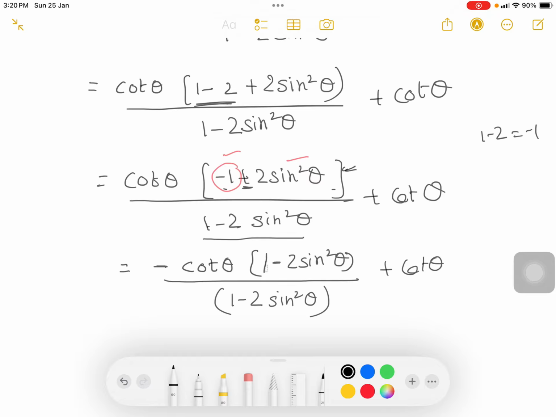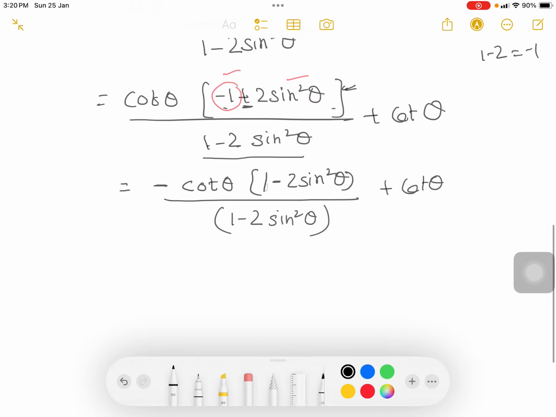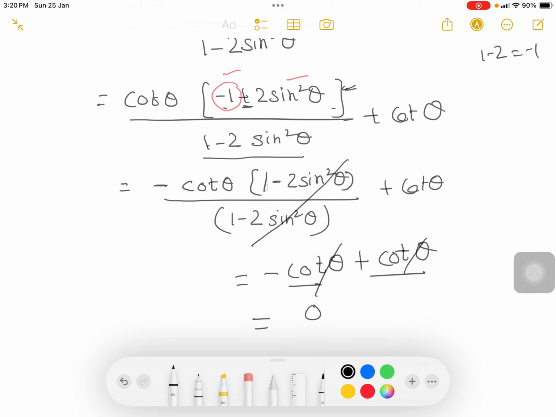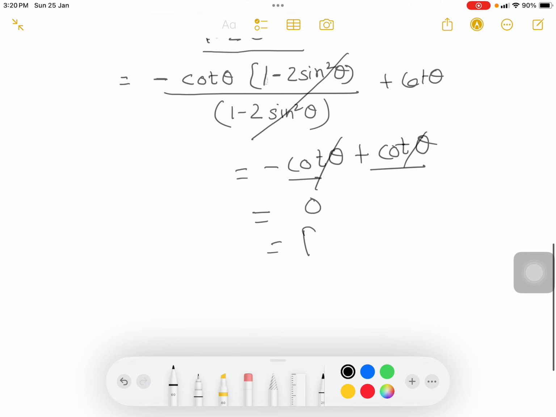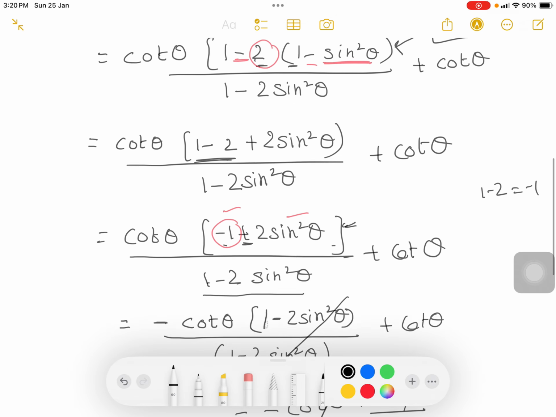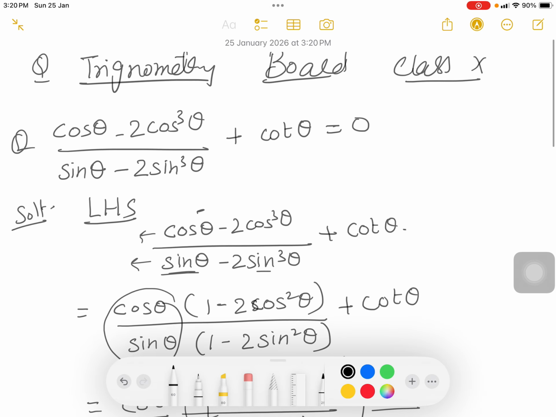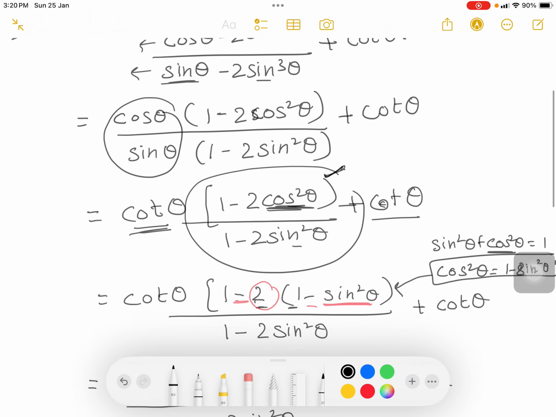I think now the solution is visible to you. This will cancel out with this. Now we have minus cot theta plus cot theta. Two things of the same magnitude with opposite sign will cancel out and our answer is 0. That is the RHS which we have to prove. So this is the solution. So this is the solution of the equation. Okay. Thank you.